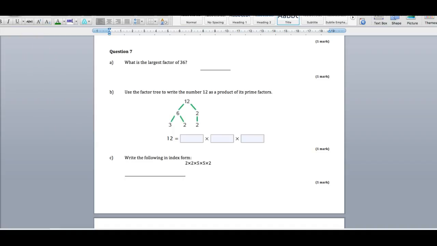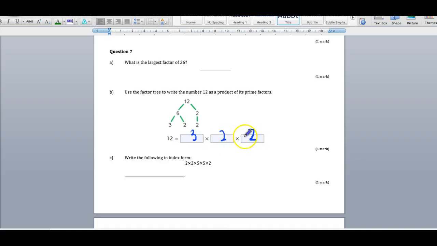Oops. Okay, so what is, oh no, we just did that one, sorry. Use a factor tree to write the number 12 as a product of its prime factors. So we just wanted here 3, 2, and 2. A few of you getting that one wrong, putting in a 6. Okay, you can always check your answer by actually doing the multiplication. So 3 times 2 is 6, and then 6 times 2 is 12.